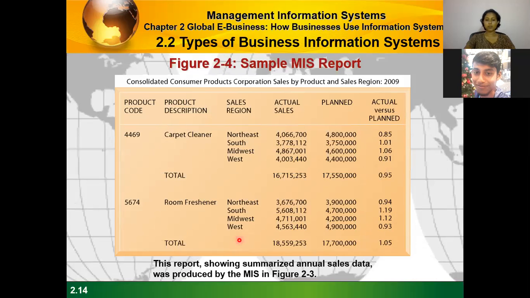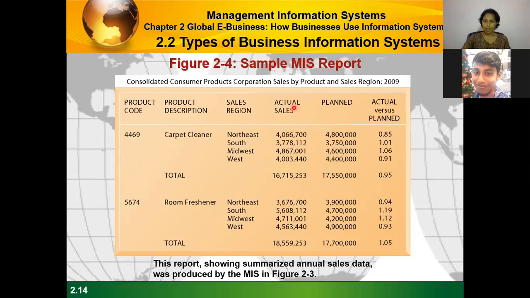So this report tries to show summarized annual sales data which have been produced by a management information system. This is a sample report produced by an MIS used within Consolidated Consumer Products Corporation. Like you can see, they can show simple summaries and comparisons, right? That was one of the features of the MIS which we have already learned. Now here that has been clearly shown to you, no?